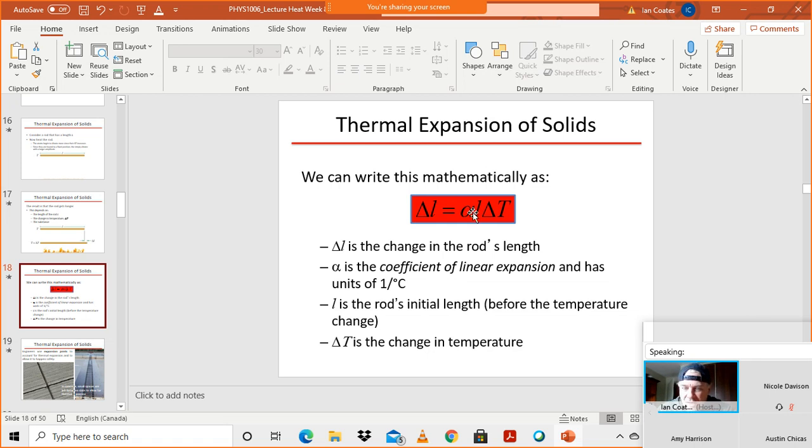So just be careful. This is one term. Alpha is another term, which we'll get into. L is the original length, and delta T is the change in temperature. So there's four terms going on here. Let's do that again. Change in L, alpha, which is the coefficient of linear expansion, the rod's original length, and the change in temperature. We'll get into this.